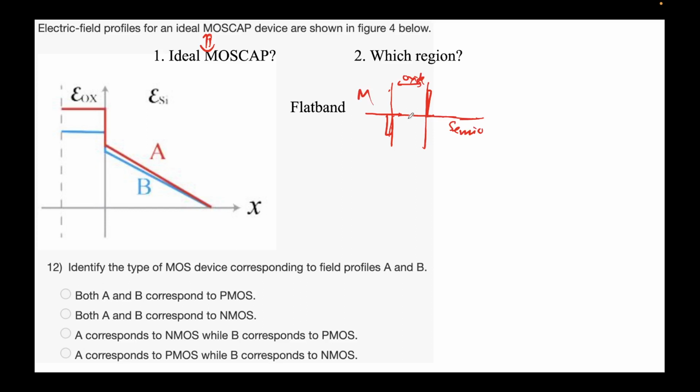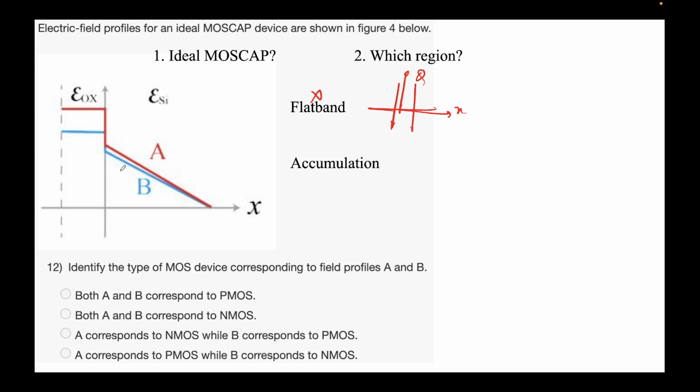Okay, what about accumulation? Sorry, I made the diagram wrong, let me just. So in flat band you see no charge at all, because it's an ideal MOSCAP. So no charge means no electric field, there's no charge here, so this is Q, there's no charge anywhere. So there's no electric field, but there is electric field, so this cannot be flat band.